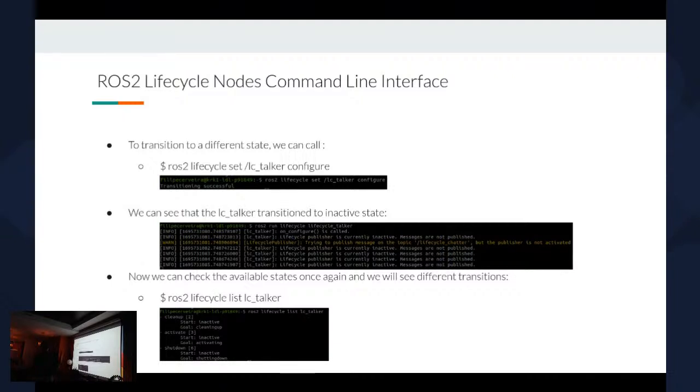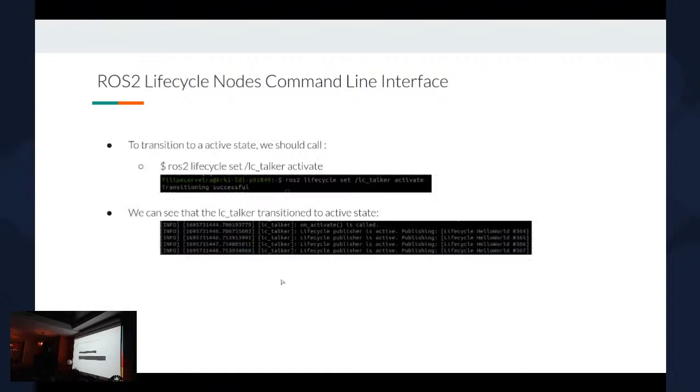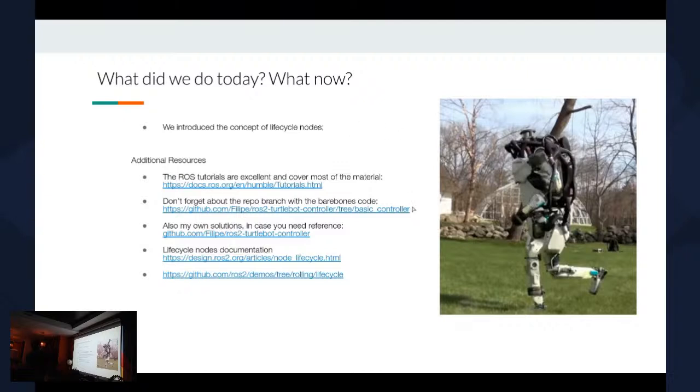I just have an example with the lifecycle talker, where we transition from unconfigured to configured successfully. And from there, we transition to the inactive state. And after the inactive state, we will finally transition to the active state and the node will start running like it was demonstrated. And with this, I will end my presentation.